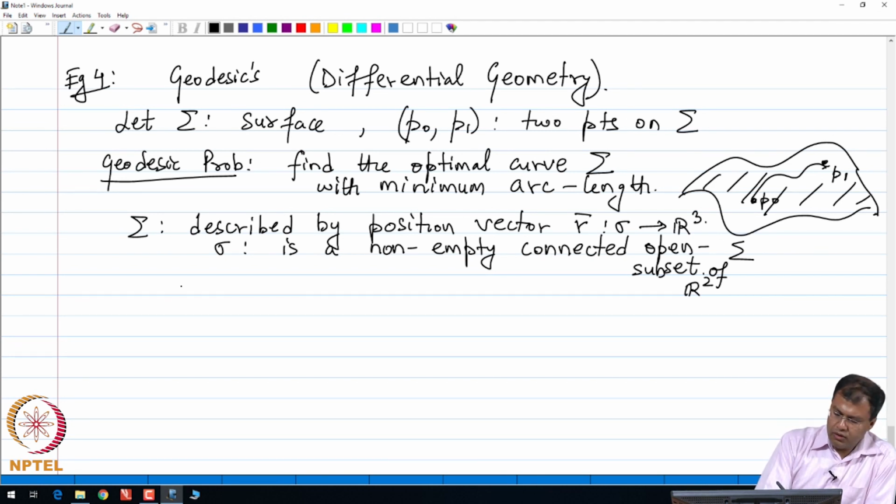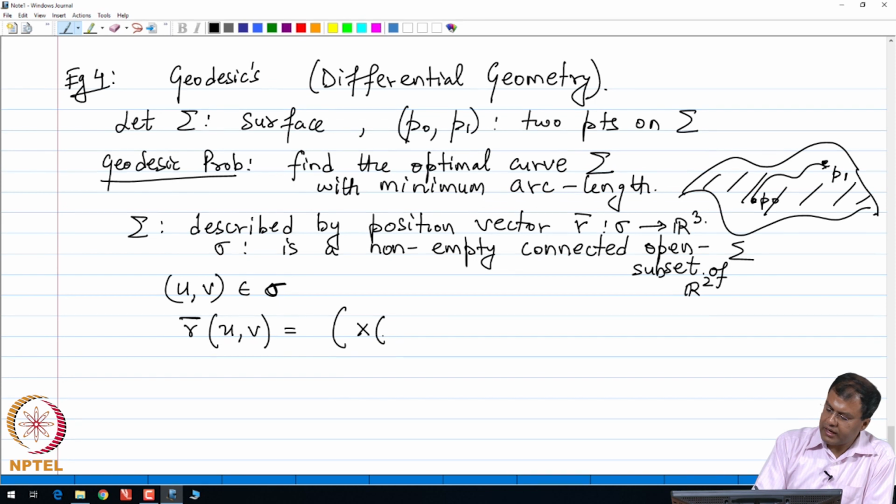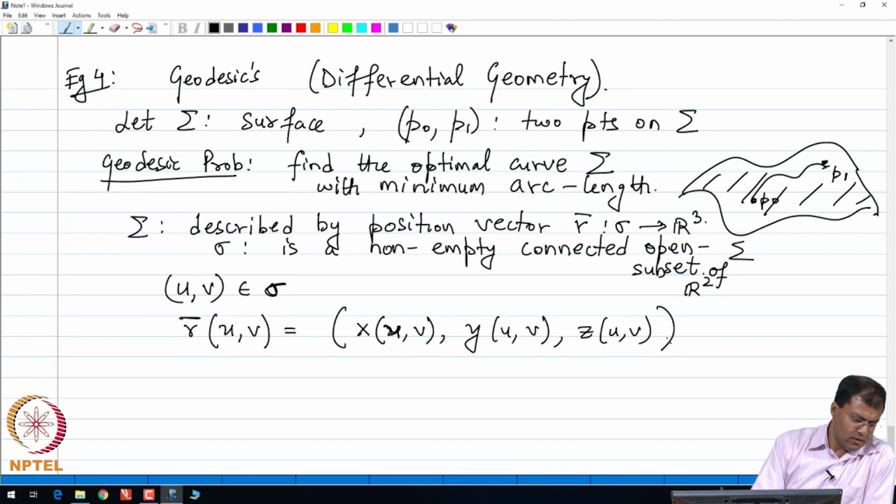Okay. And then I describe any of my surface by a 2 parameter family, let us say u and v. So, let us say u and v belong to sigma, and in that case my family of curves on this surface is described by r, which will be a function of u comma v, in terms of its position vectors x of u comma v, y of u comma v, z of u comma v.